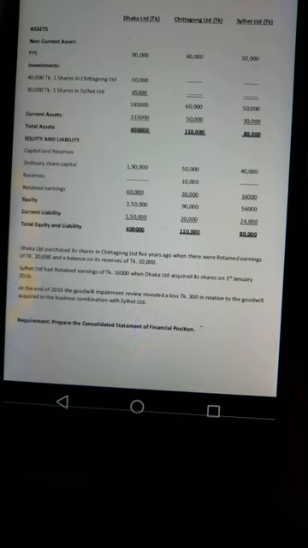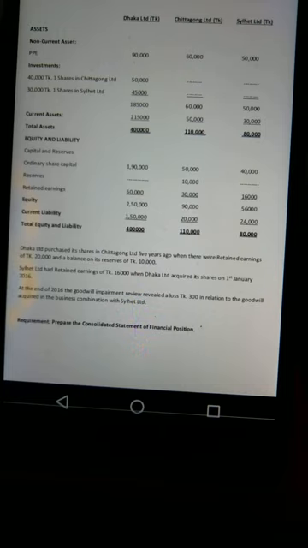So there are three companies which we will compute. Dhaka Limited has 90,000 PPE, Chittagong has 60,000 and Sylhet has 50,000. Then we can see the investments: 40,000 Taka one shares in Chittagong Limited is 50,000, and 30,000 Taka one shares in Sylhet Limited is 45,000.